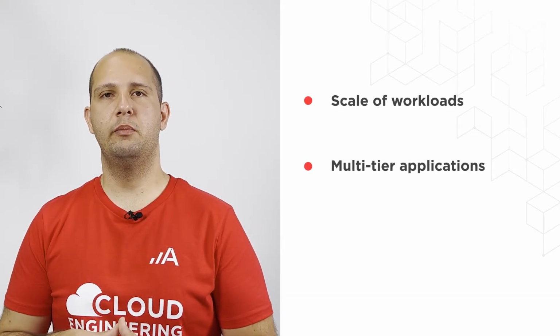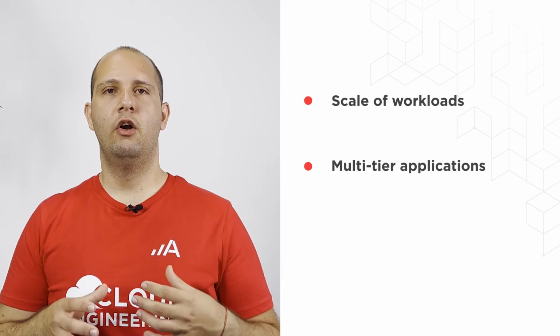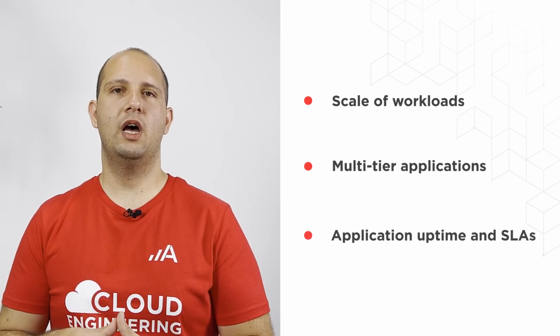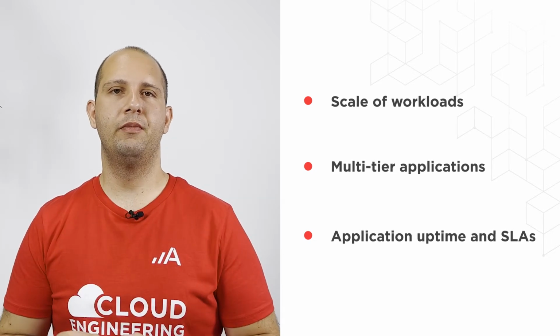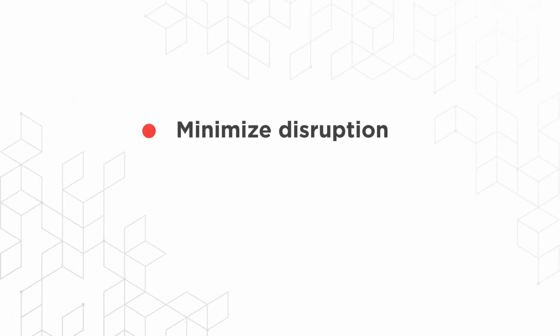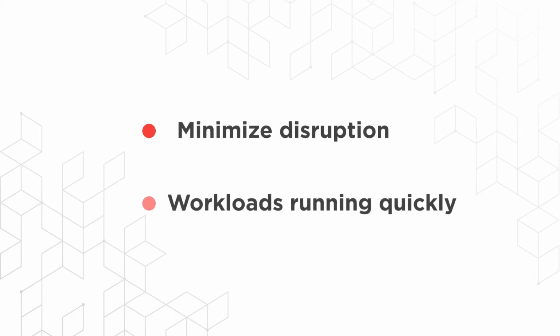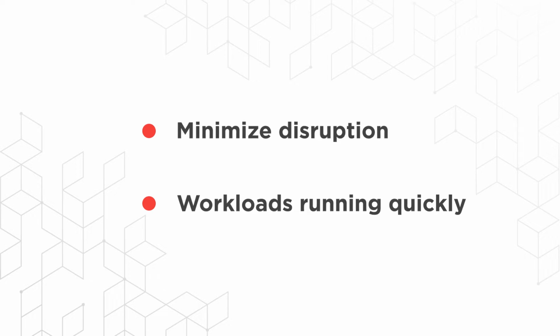When all that is clear and well planned, you can proceed to the actual cloud migration. For small enterprises, things are simple. But the larger an enterprise is, the challenges increase in all aspects. Scale of workloads, complexity and interdependencies of multi-tier applications, risk of making sure application uptime and SLAs are met, and user disruption is kept minimal. Minimizing disruption when you migrate to the cloud is crucial to every stakeholder. Thus, having workloads running quickly is hugely beneficial.